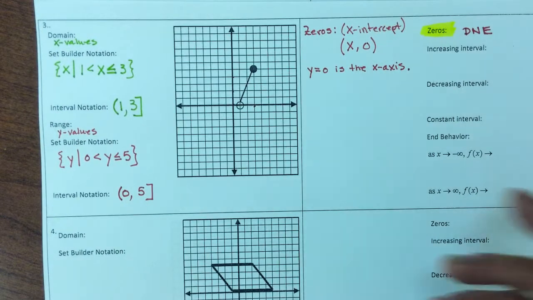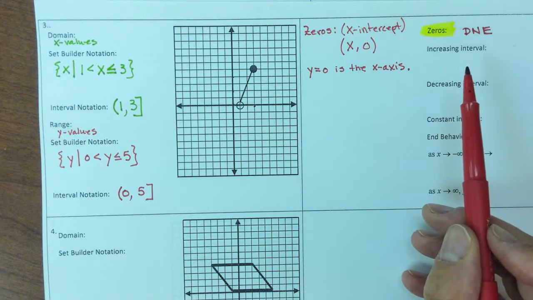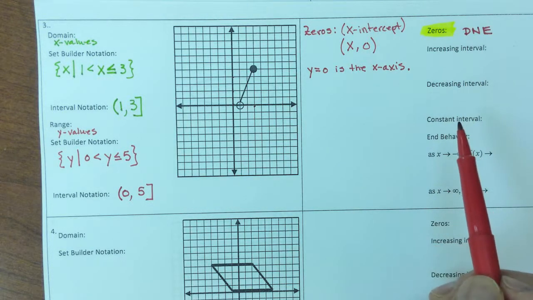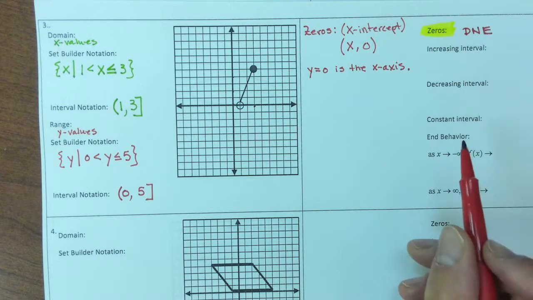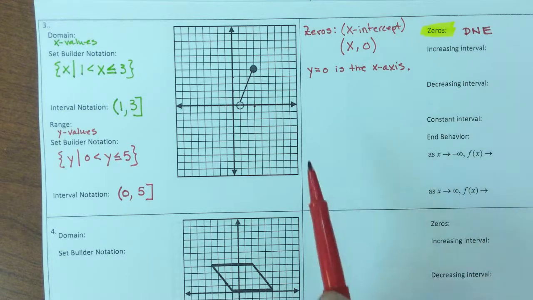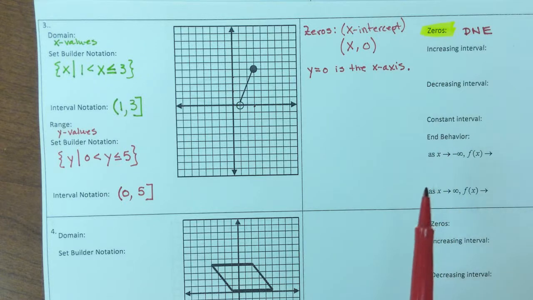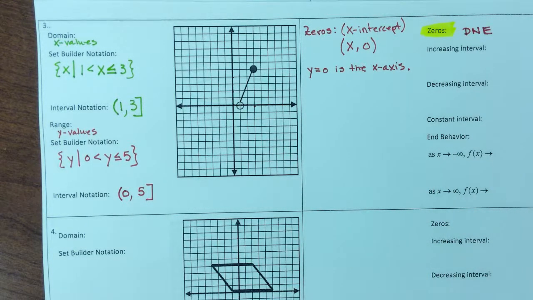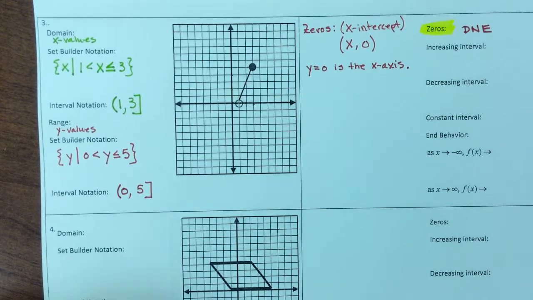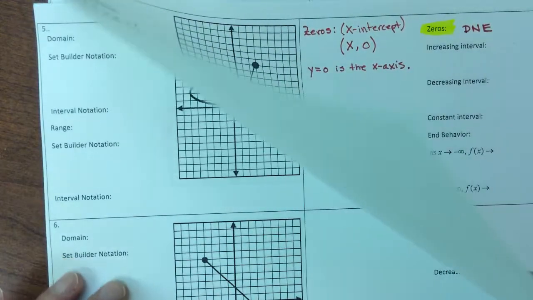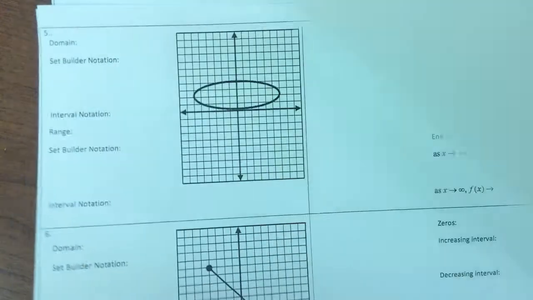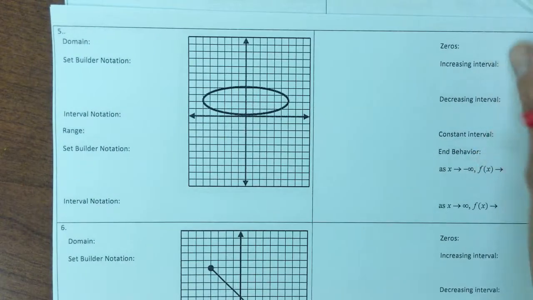And again, we could go ahead and talk about the increasing interval, decreasing interval, constant interval, and behavior. But this is the key thing that I wanted to show you on this graph, and I would like for you to try to figure out the rest on your own. Okay, so let's look at number 5.